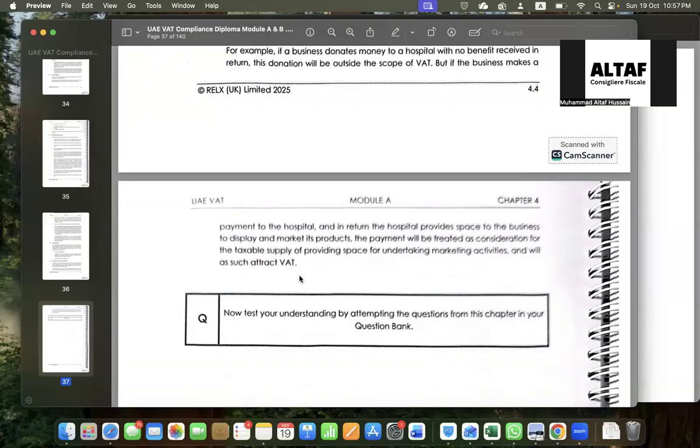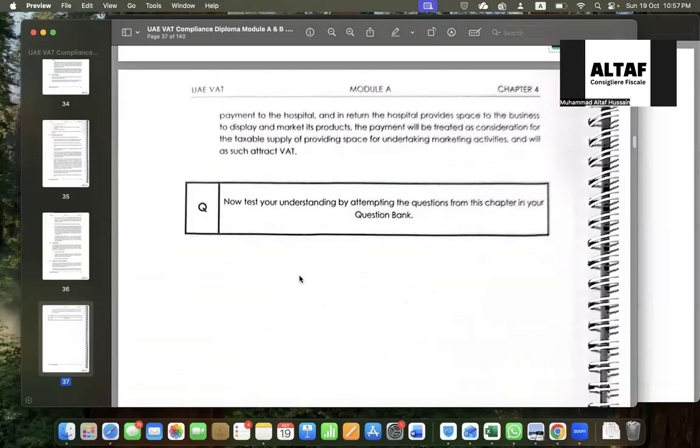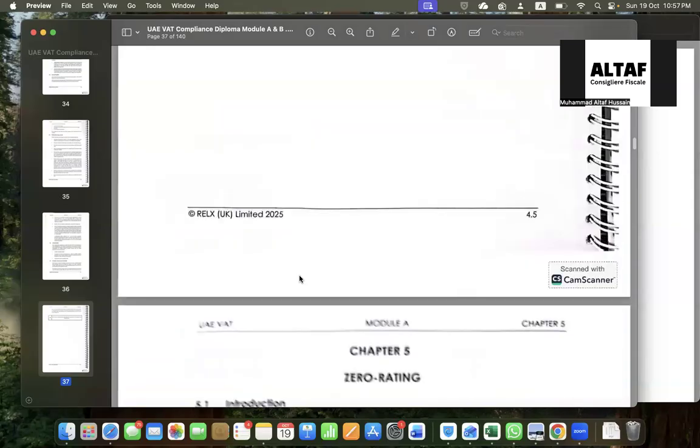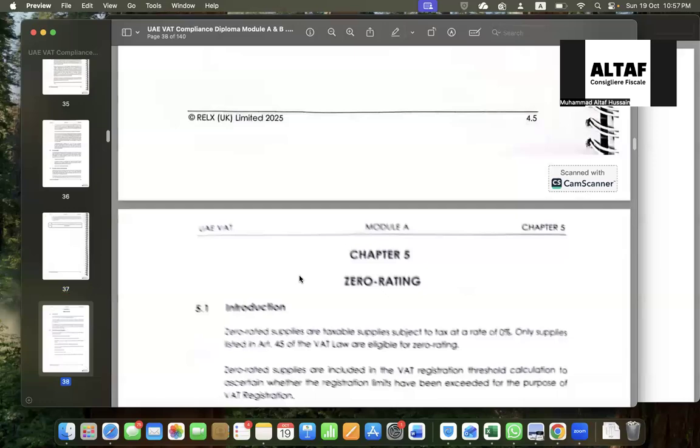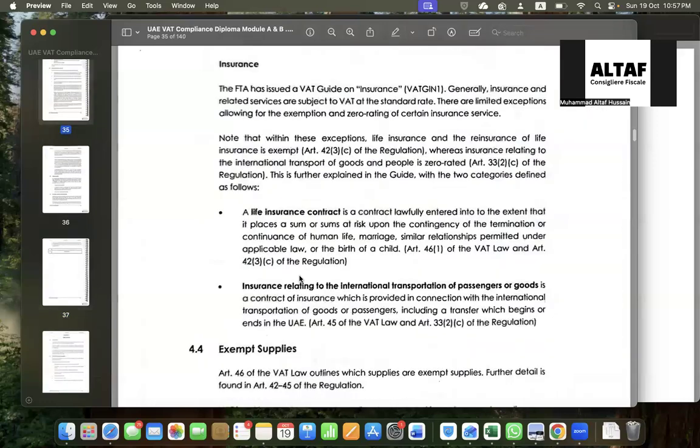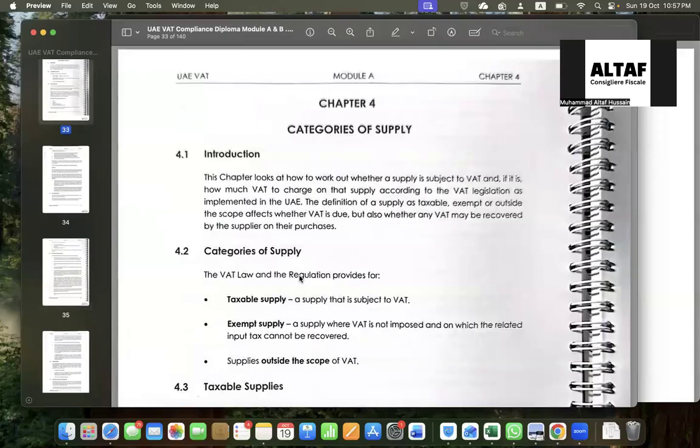So that was chapter 4, which identified the three categories of supplies, which is taxable supply, exempt supply, and out of scope.